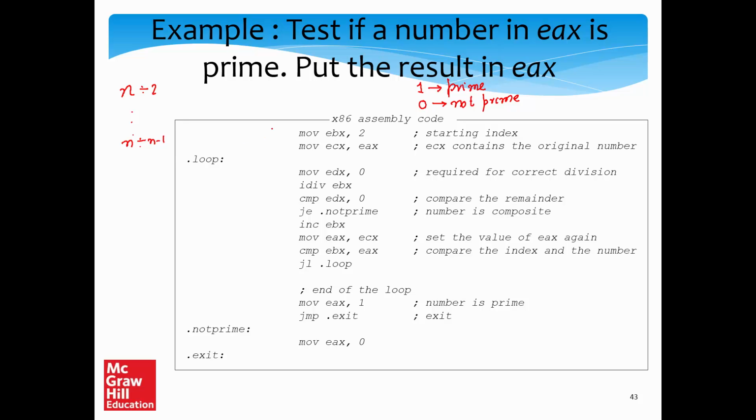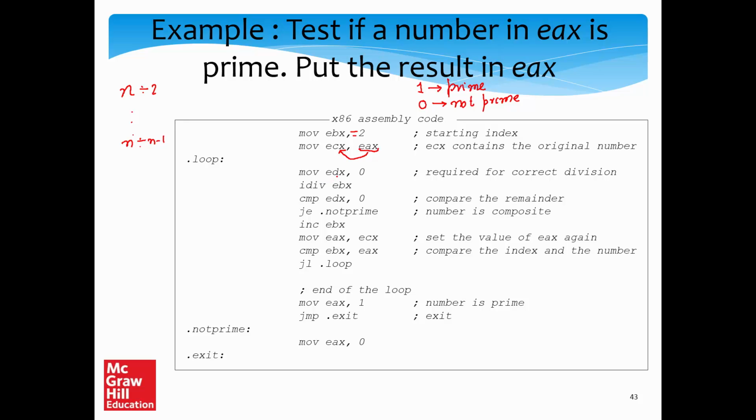As a result, the number is not prime. So let's start with the first index, which is 2. So I'm setting EBX equal to 2. Now the original number, which we need to test if it is prime or not, we are transferring to ECX. So ECX will contain the original number, and then we start a loop.